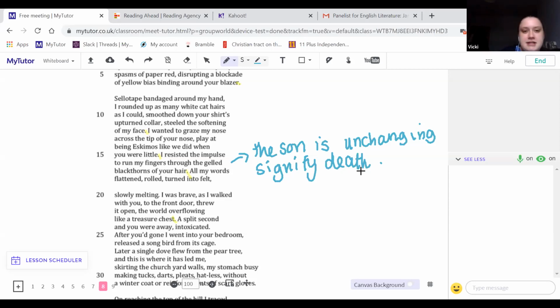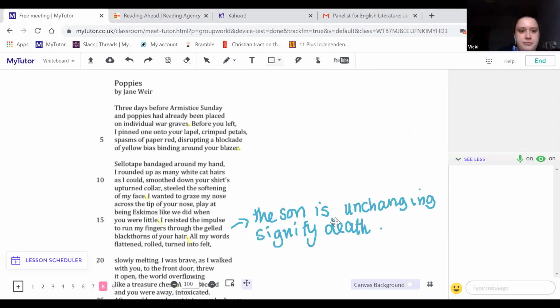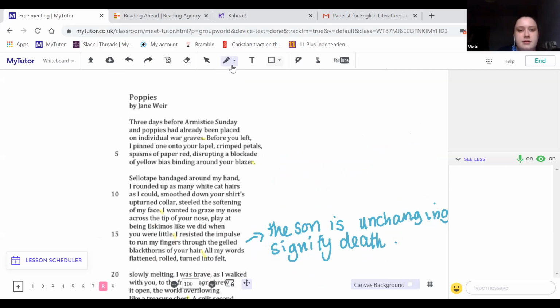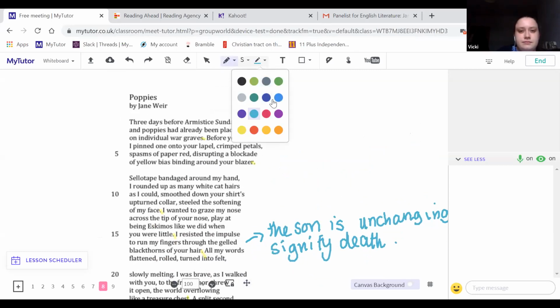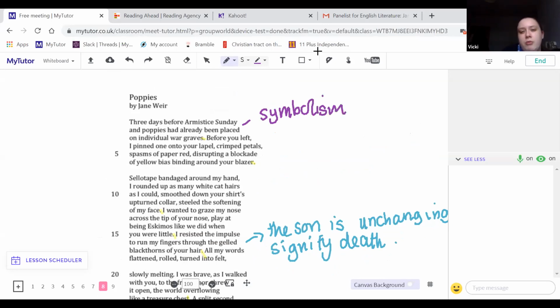Okay, so let's go through language devices, because they're always nice and straightforward to do. Right, 3 days before Armistice Sunday, and Poppies had already been placed on individual war graves. So we've got a little bit of symbolism going on there. We all know what a poppy is for, don't we? We know why we wear one. Before you left, I pinned one onto your lapel, crimped petals, spasms of paper red.